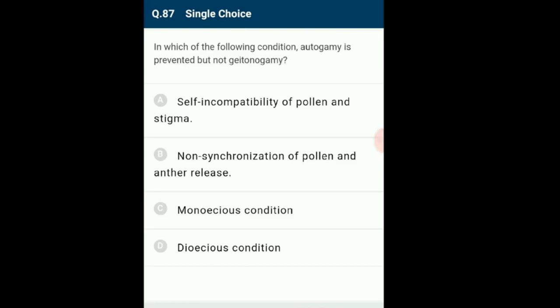Question number 87. In which of the following conditions is autogamy prevented but not geitonogamy? If both male and female flowers are present on the same plant, such as castor and maize, that is monoecious, it prevents autogamy but not geitonogamy. In several species such as papaya, male and female flowers are present on different plants, that is, each plant is either male or female, that is dioecious. This condition prevents both autogamy and geitonogamy. So the answer is option C, monoecious condition.